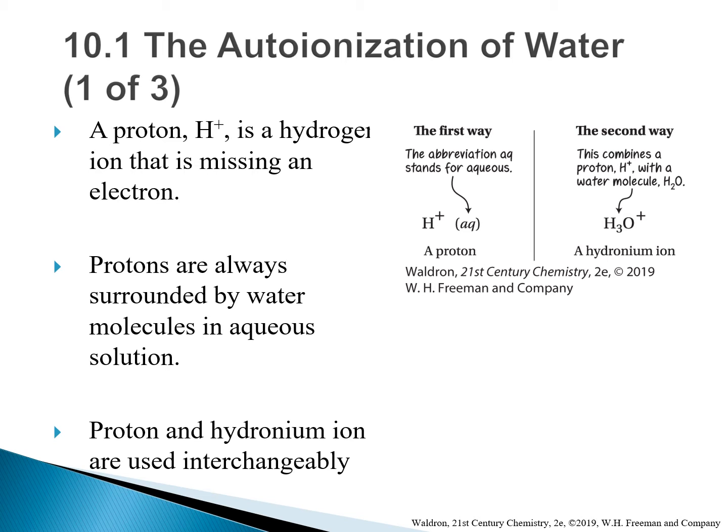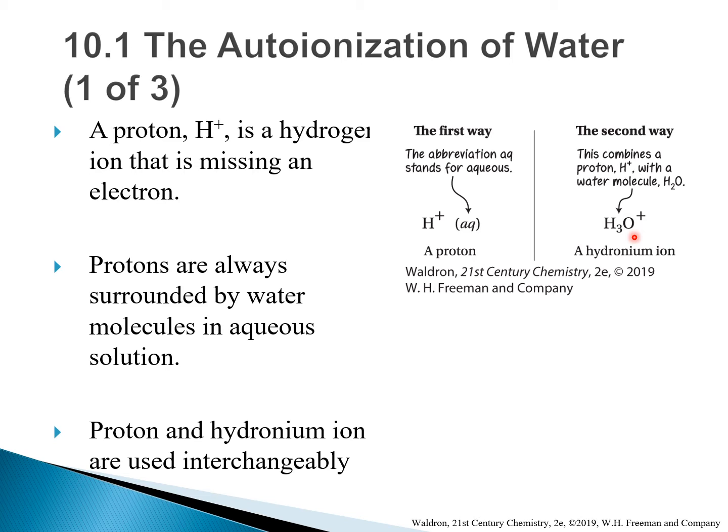They are always surrounded by water molecules, just the way all ions in aqueous solutions are surrounded by water molecules. There are two ways to depict a proton in aqueous solutions. First, we can use the symbol for a proton and follow it with the abbreviation for aqueous, like the one on the left, H+ followed by (aq) in parentheses. In this case, we still refer to it as a proton.